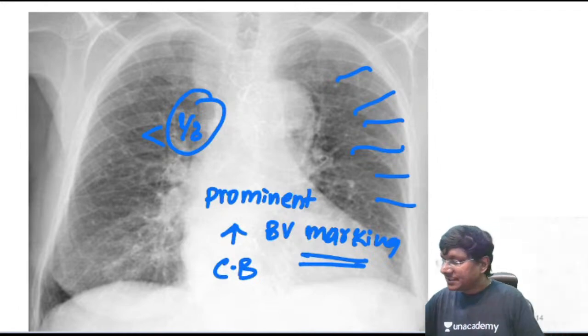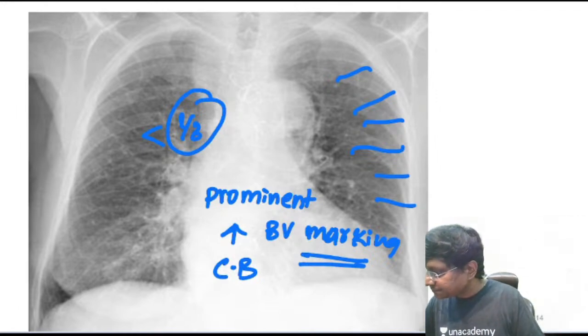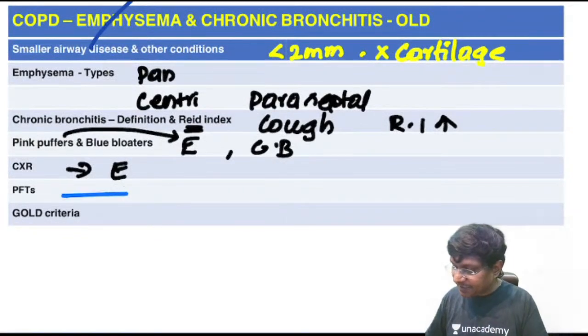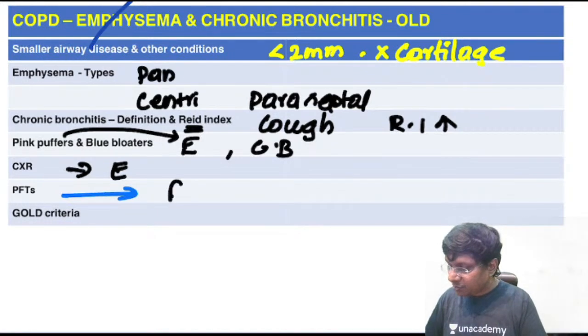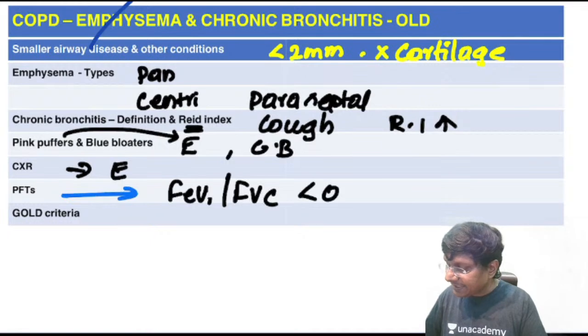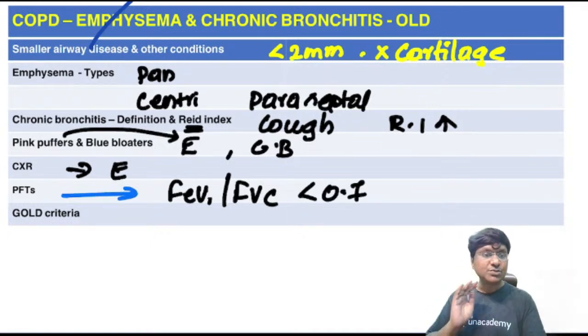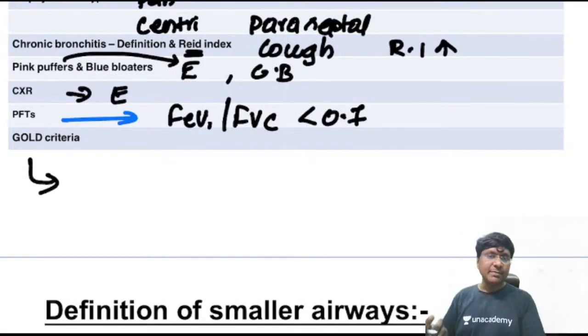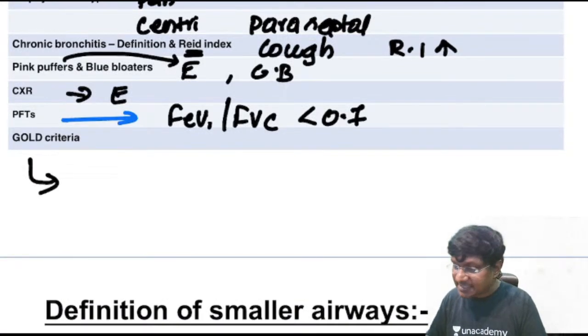Then followed by that, you should know the treatment in these patients. Like chest x-ray, then pulmonary function test, what will it show you? It will show you an obstructive pattern. What is that obstructive pattern? That is FEV1 by FVC less than 0.7. That will be your pulmonary function test. And what is the criteria for determining the severity of your COPD? That is the GOLD criteria. What is this GOLD criteria?